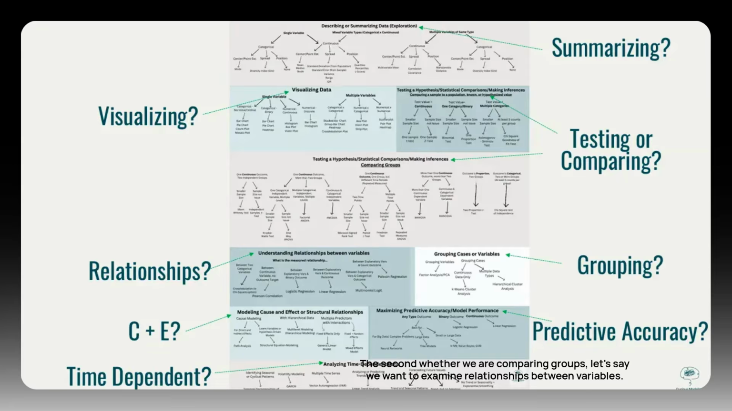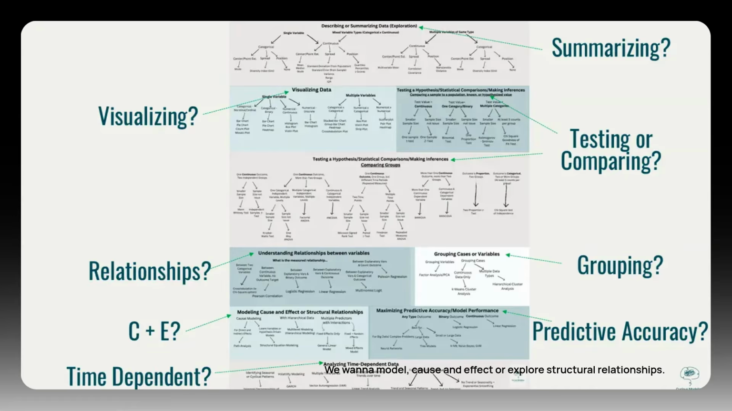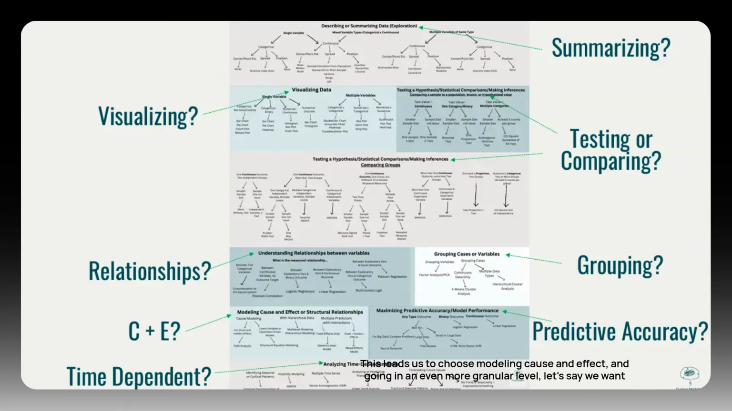Let's say we want to examine relationships between variables. Here we would choose understanding relationships. If our goal is to combine variables or cases, which means we are utilizing classification or clustering or reducing dimensions, we go to grouping cases or variables. Maybe we get a little more detailed and decide we want to model cause and effect or explore structural relationships. This leads us to choose modeling cause and effect.